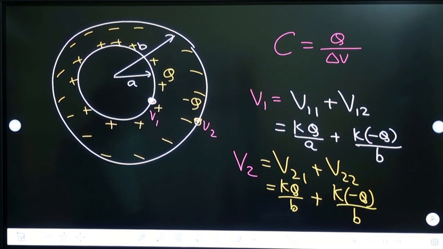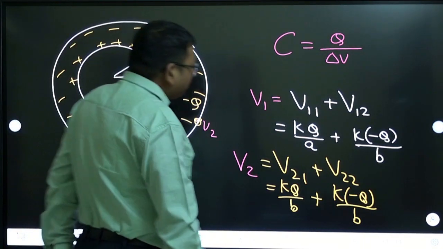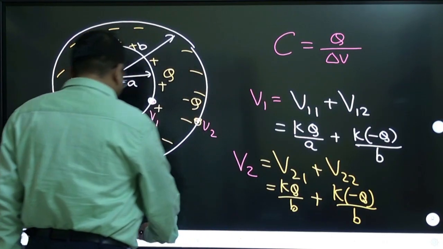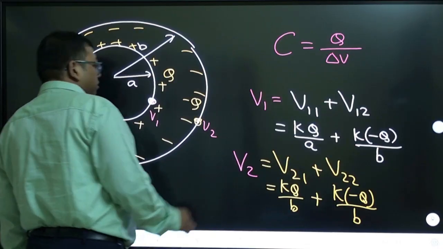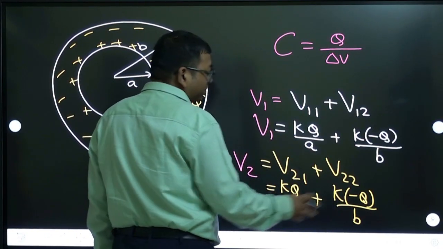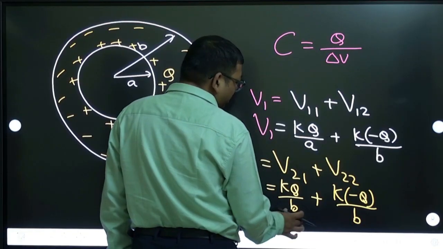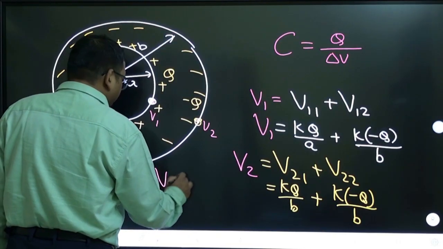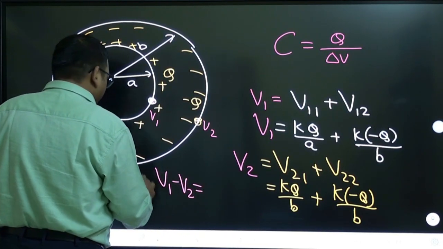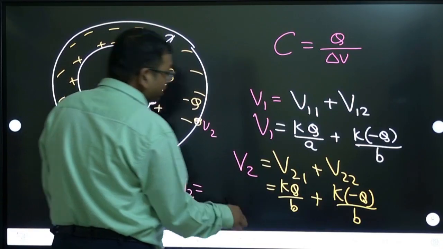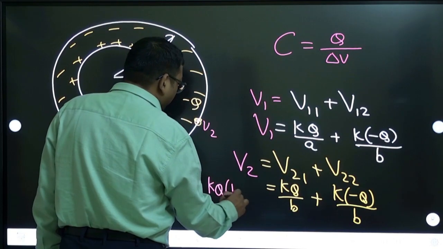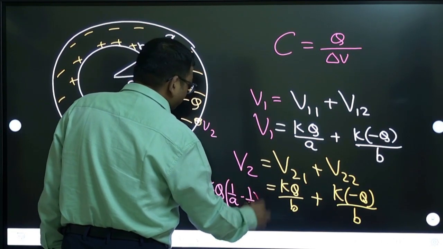Now take the difference. Can you guess which is bigger? Which is the higher voltage? V1 is the higher voltage, because this term is the same and here the smaller radius is there, so it is larger. So V1 minus V2, the change of potential, is equal to, subtracting that, this gets cancelled. kq you can take common, times 1 by A minus 1 by B.